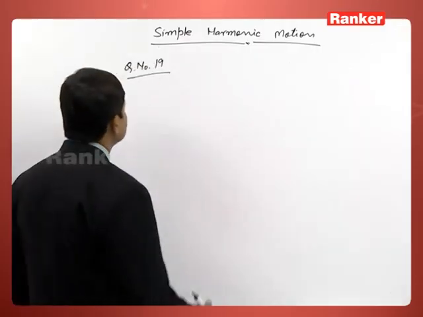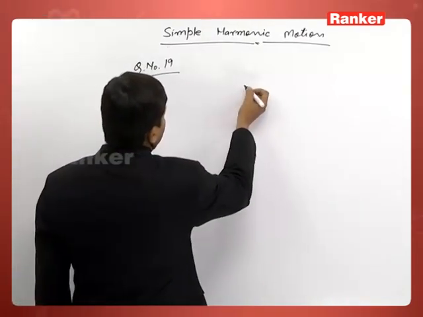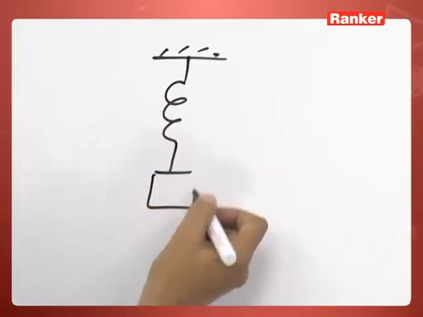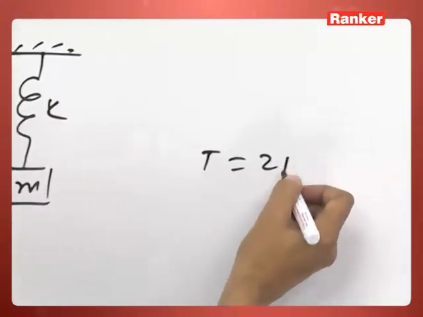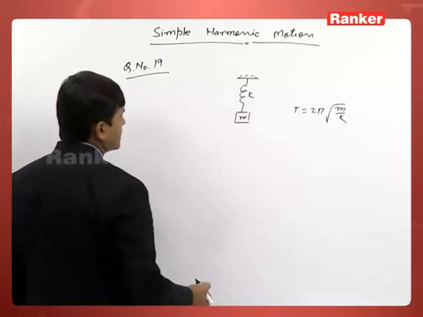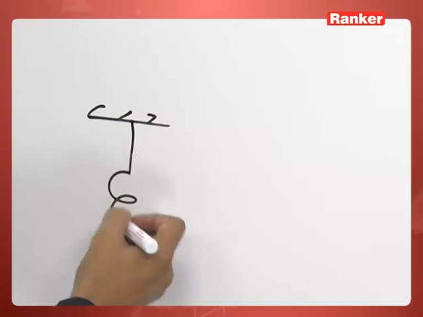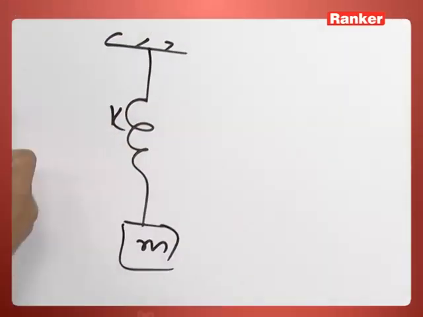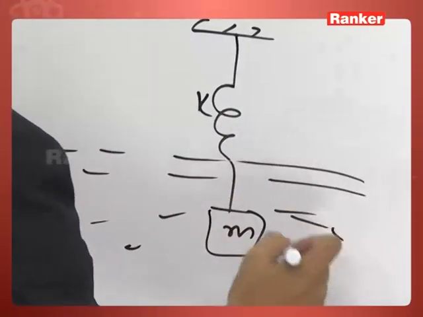Now, in case of a spring mass system, time period is given as 2 pi under root m by k. Now, if the body is immersed in a liquid and remains inside the liquid forever, what will be the difference?